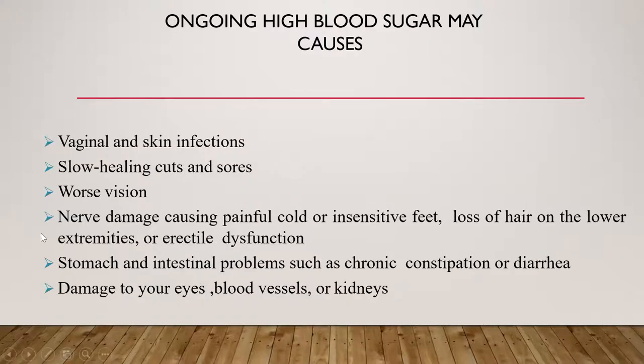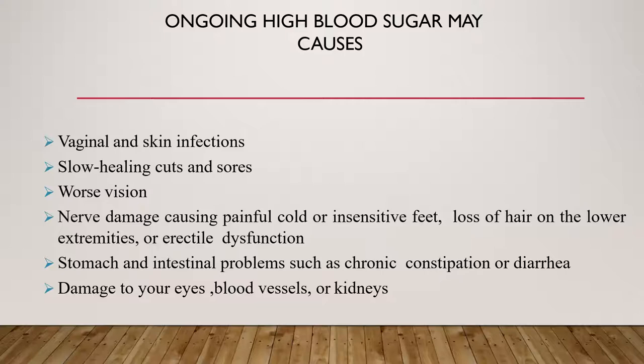Ongoing high blood sugar may cause vaginal and skin infections, slow healing of cuts and sores, worse vision, nerve damage causing painful, cold or numb feet, loss of hair on the lower extremities, and erectile dysfunction. Stomach and intestinal problems such as chronic constipation or diarrhea, and damage to your eyes, blood vessels or kidneys. Now see, these are very serious problems when we are talking about the blood sugar level.